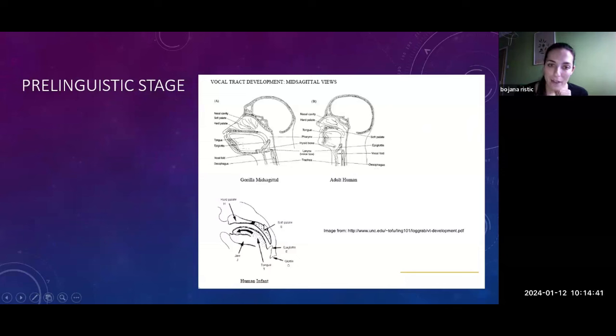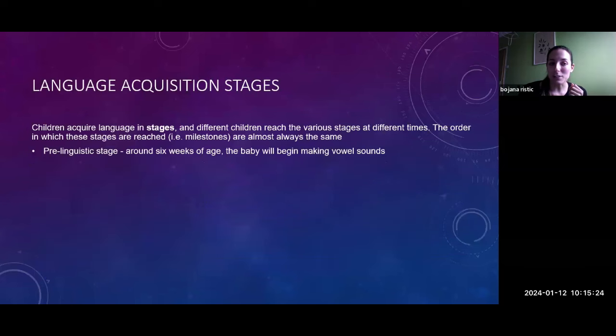If you compare the soft palate part and the epiglottis part, it is much lower in comparison to the adult human, who has a lot more space. Also, in human infants, the tongue is taking a lot of space in the mouth. They don't control the muscle, and they don't control the nasal cavity and the air that is going through it. These are all things that show the human infant is not yet fully developed, and these are all prerequisites to speak. So what the child needs to wait for first is for the speech apparatus to be fully ready for speech.